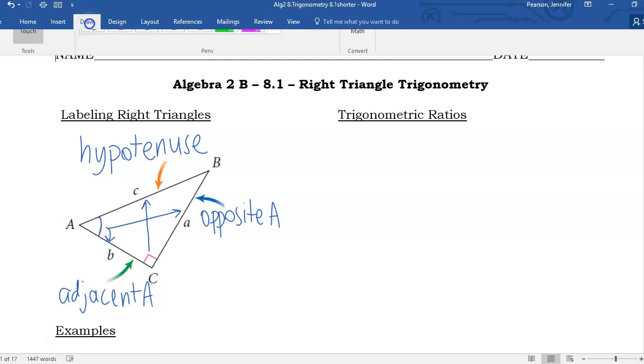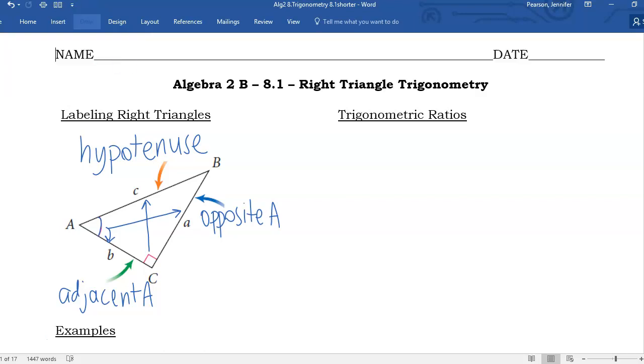I could label these in relation to angle B instead, angle B being way up here. So the opposite from B would be at the bottom versus the adjacent to B would be the side right next to B. So notice the hypotenuse, still the hypotenuse, doesn't change, but the opposite and the adjacent, flippity-floppity, based on if we're talking about angle A or angle B.